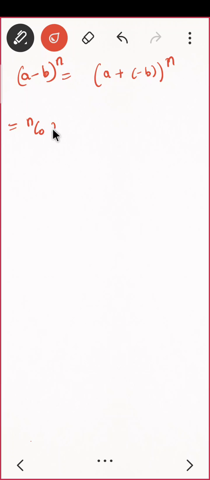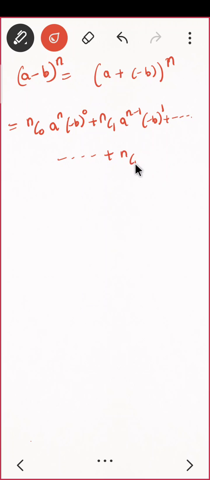nC0 a raised to n, and here my b is minus b, so minus b raised to 0, plus nC1 a raised to n minus 1 minus b raised to 1. Do you agree? And the last term nCn a raised to n minus n minus b raised to n. Now observe one thing. What is minus b raised to 0?